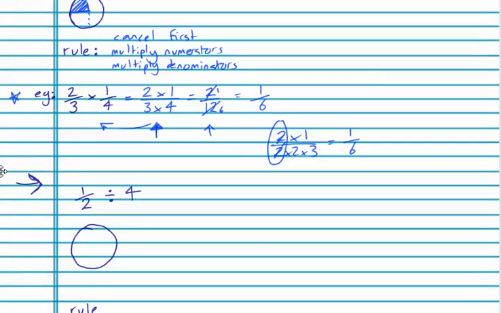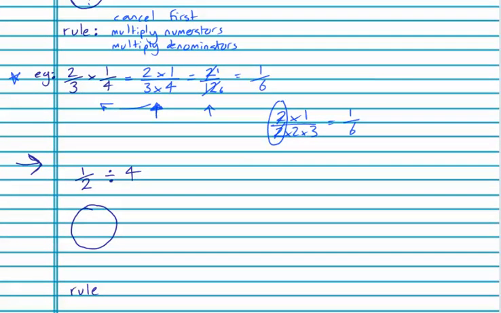Now very quickly, dividing fractions. Let's just have a look at this illustration. If I had half of a pizza and I divided it between 4 people, then every person would get 1/8 of a pizza.